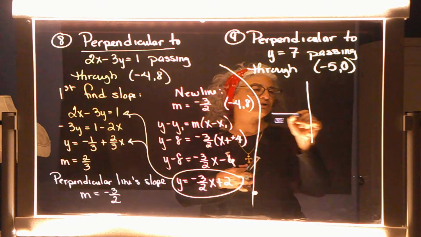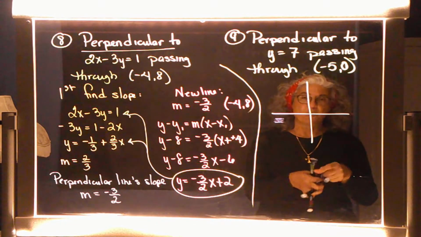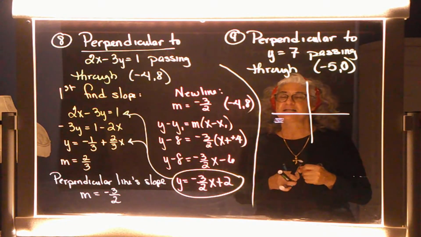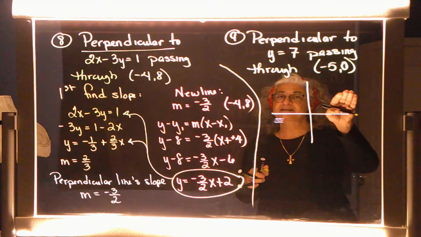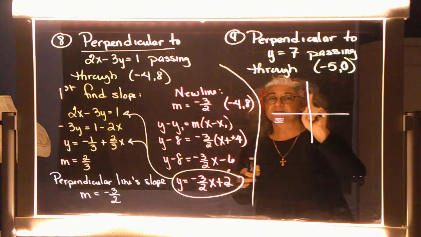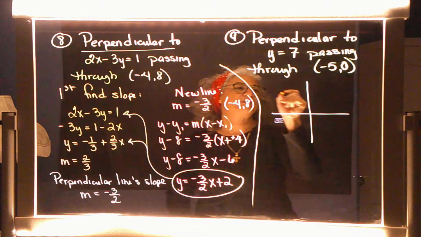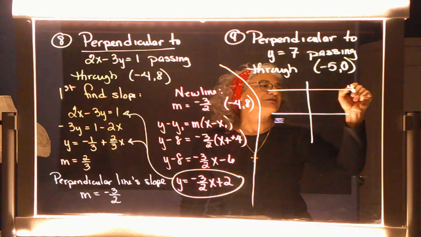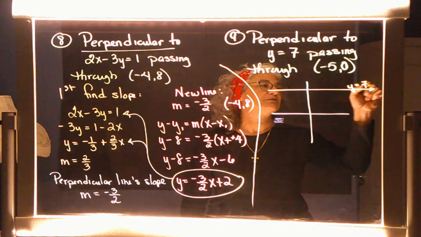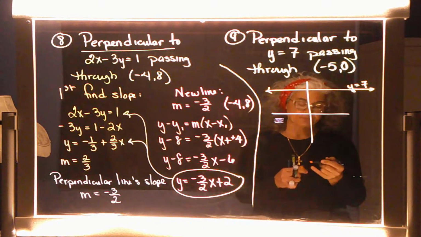So let me just draw this, okay? Y equals 7 is a horizontal line. It's passing through the y-axis only, because there's only a y in there. It's passing through the y-axis through the number 7, right? This is y equals 7. Agreed?